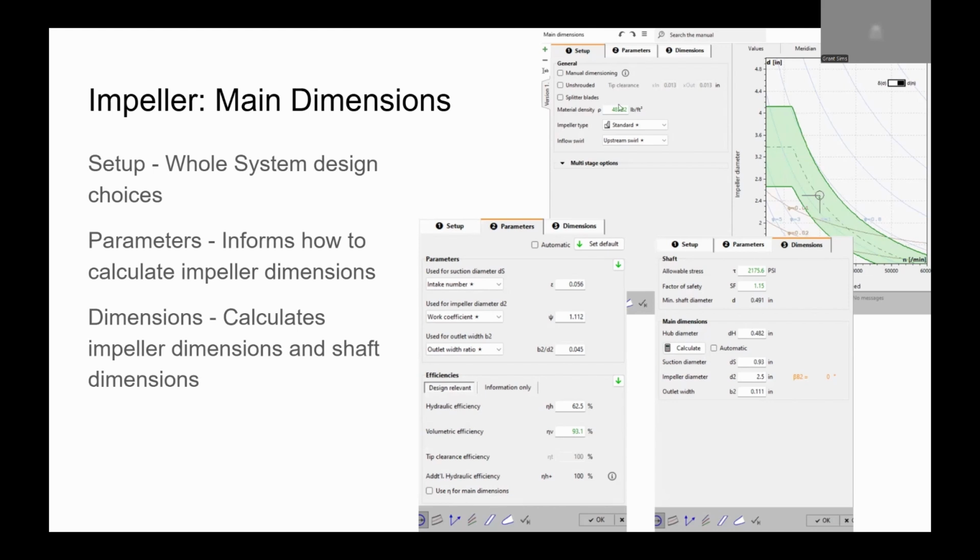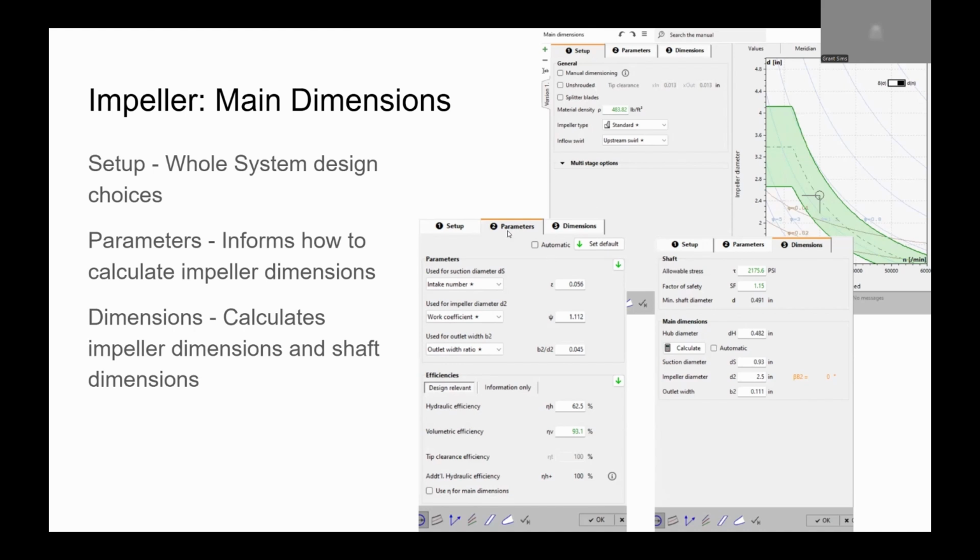We also have some check boxes here. If we want splitter blades, this is where we add them. If we want an unshrouded impeller, where the shroud is separate from the hub and the blades, we can do that here. And if we had inducers, we'd be able to mess around with the multi-stage options, so we could decide energy fraction. For example, 20% of our energy goes to the inducer and 80% goes to the volute. And that's it for the setup page here.